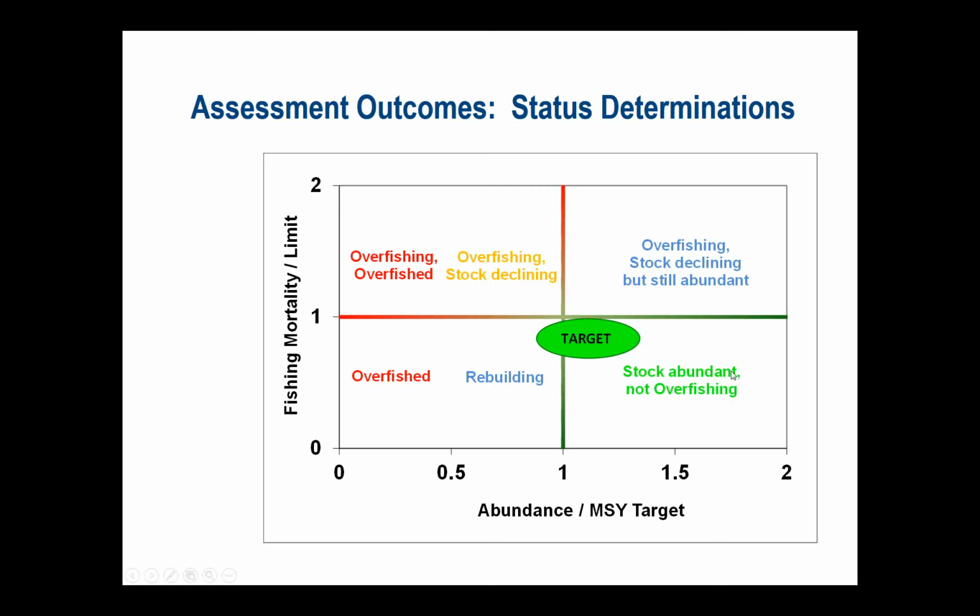In the lower right, the stock is abundant and we're not overfishing, whereas in the upper left, in the red, we're both overfishing and the stock is considered overfished. And when we start getting into the red, there are the accountability measures I mentioned in one of the first slides that require a rebuilding plan, this blue rebuilding label here, to get stocks back in the direction we want. So precaution leads us into trying to be a little bit below the fishing mortality limit and a little bit above the abundance target. This green target ellipse is really where we want to be.